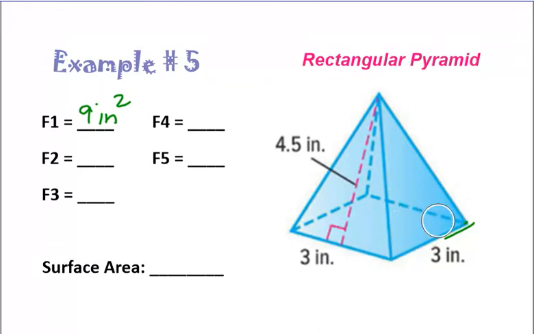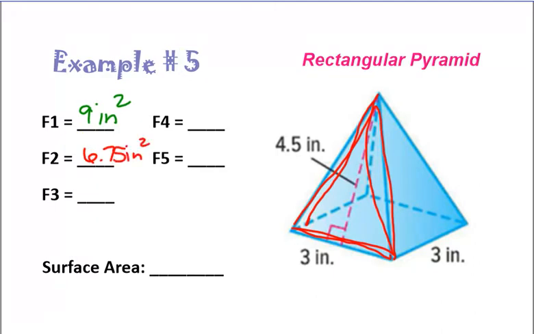Now, when I have a square on the bottom, all of my triangles are going to be mirrors of each other. They're all going to be the exact same thing. So here I have a triangle. Oops, that's not the best drawing, but you can kind of get the picture there. It has a base of 3 and a height of 4.5. So 3 times 4.5 times 0.5 is going to be 6.75 inches squared. The reason why they're all going to be the same if I have a square on the bottom is because they're all going to have the same base of 3, and they all have the same height of 4.5.